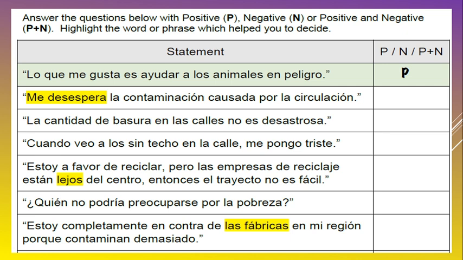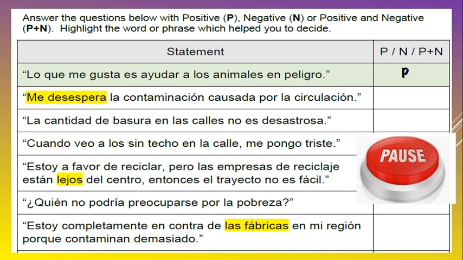Okay, so I've just got a quick task for you to do now. So answer the questions below with P for positive, N for negative, or P and N if it's both. Okay, the first one is done for you. Lo que me gusta es ayudar a los animales en peligro. So lo que me gusta is your key bit there. So what I like is, so that's your positive. Okay, so look very carefully. Decide if it's positive, negative, or if it's both.